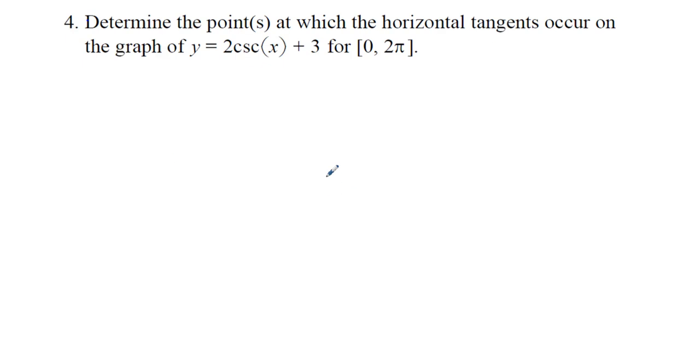Let's go to problem 4. Determine the point or points at which the horizontal tangents occur on the graph of y equals 2 cosecant x plus 3 on the closed interval from 0 to 2 pi.